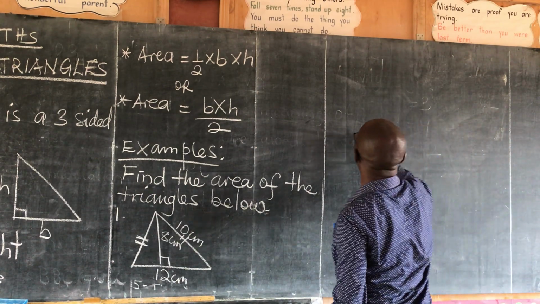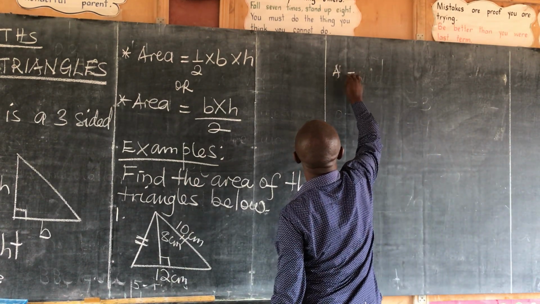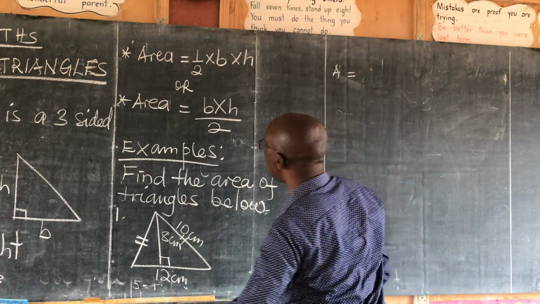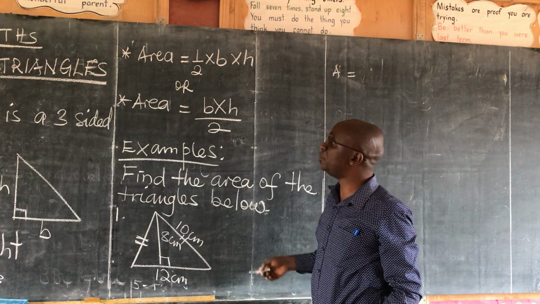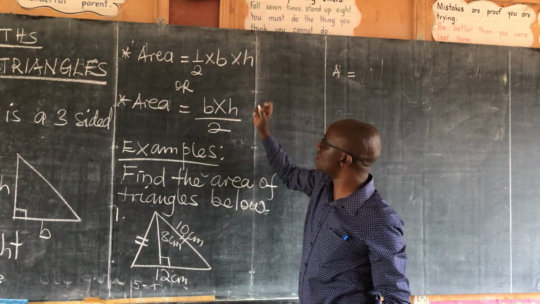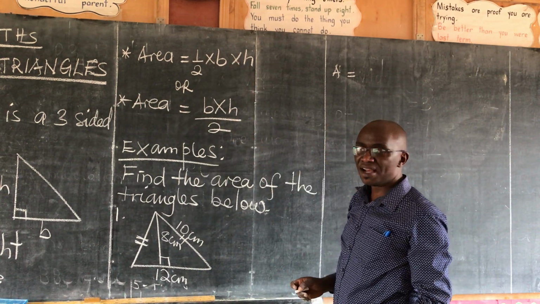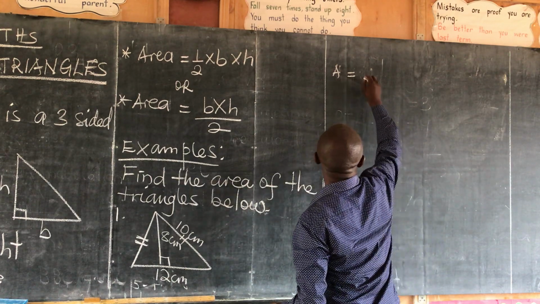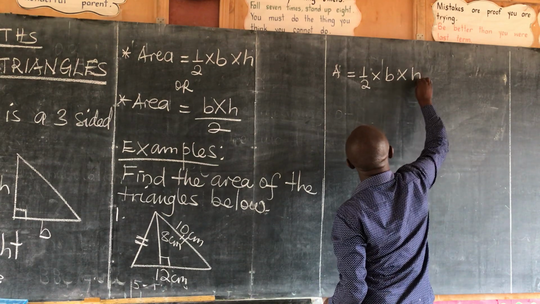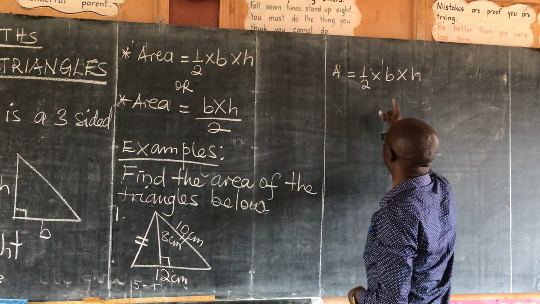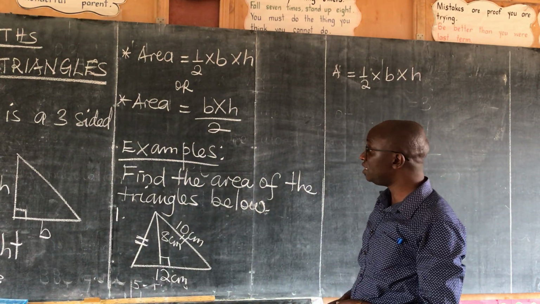So first of all, area of a triangle formula, we have said you can use any of the formulas. Some people may decide to use this or this, so it serves the same. So area is equal to a half times the base times the height of the triangle.